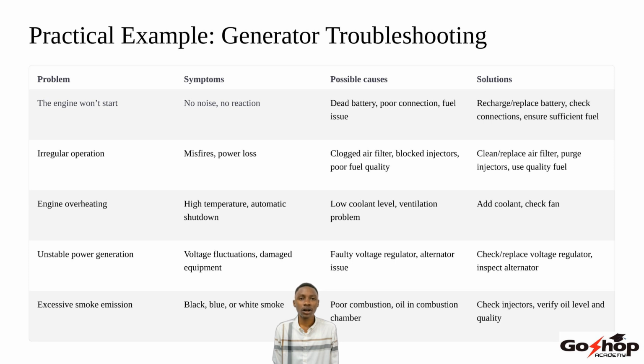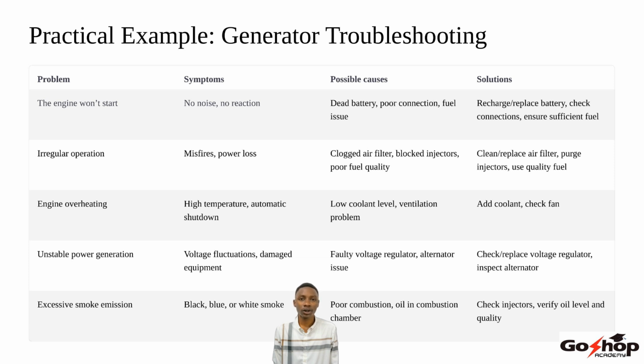As we analyze common generator issues, let's break them down systematically. If the engine won't start, it could be due to a dead battery, poor electrical contact, or insufficient fuel. So we check and charge the battery, inspect the connections, and ensure there's enough fuel. If the generator runs irregularly, misfiring or losing power, the culprit might be a clogged air filter or blocked injectors. So cleaning or replacing the filter and purging the injector should resolve it. Overheating can cause automatic shutdowns, often due to low coolant levels or poor ventilation, requiring us to top up coolant and inspect the cooling fan.